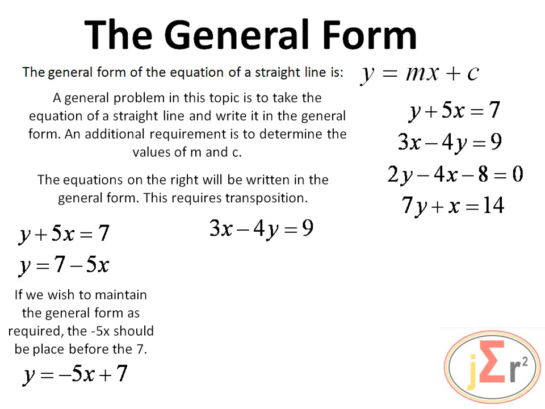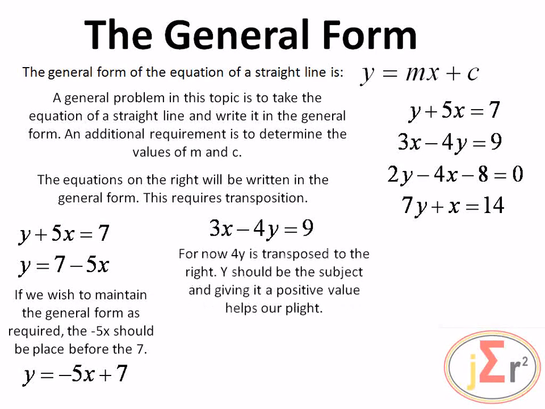Our second equation, 3x minus 4y is equal to 9. Well, one good approach might be to put the negative 4y to the other side where it becomes a positive 4y. Let's see if that is what we will do in the long run. For now, 4y is transposed to the right. Y should be the subject and be given a positive value. That will help our plight.